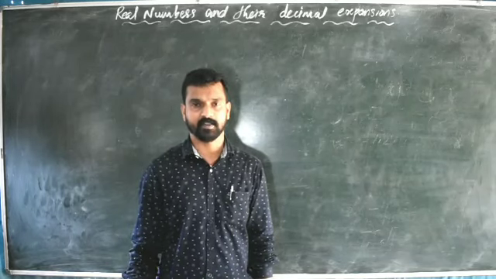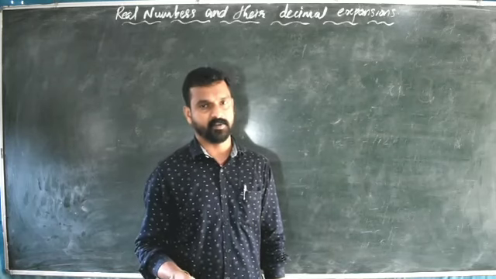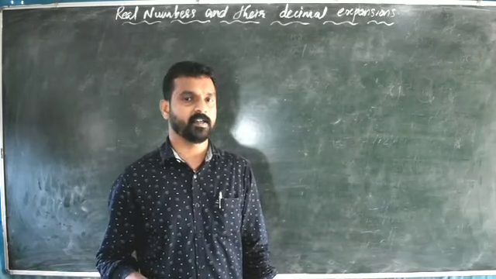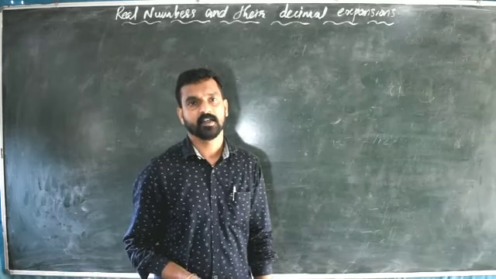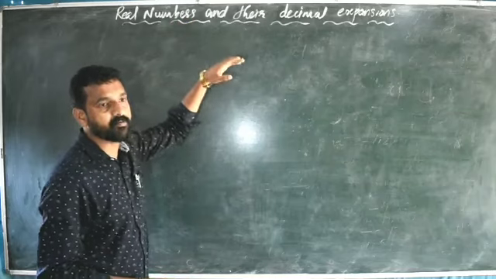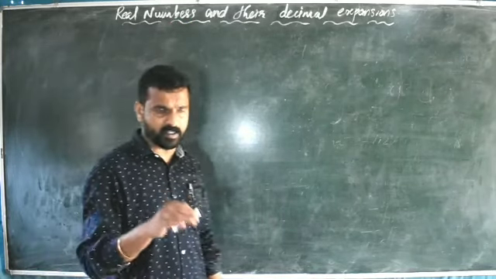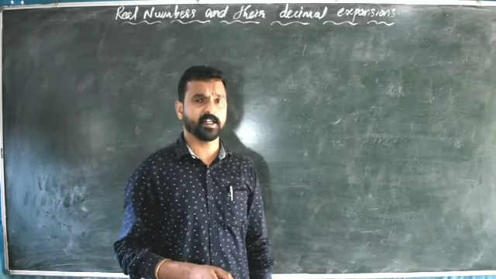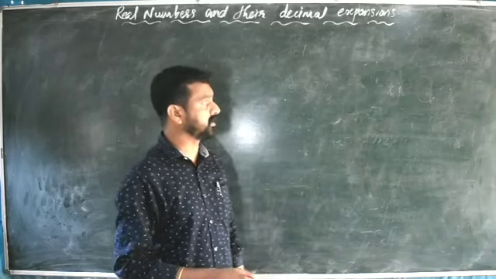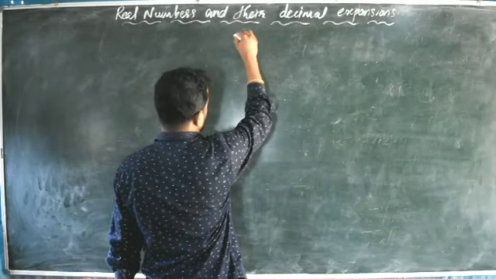So real numbers, we know, are the collection of rational numbers and irrational numbers together. The decimal expansion of these real numbers means we will consider both rational numbers and irrational numbers. So first let's see the rational numbers.